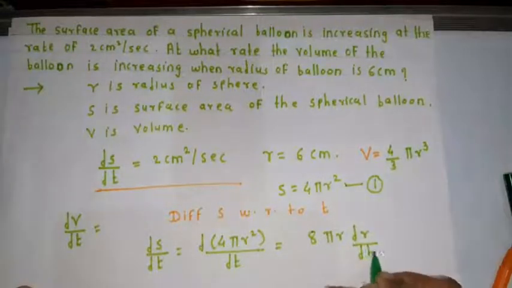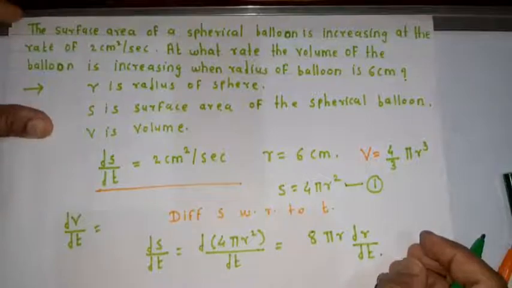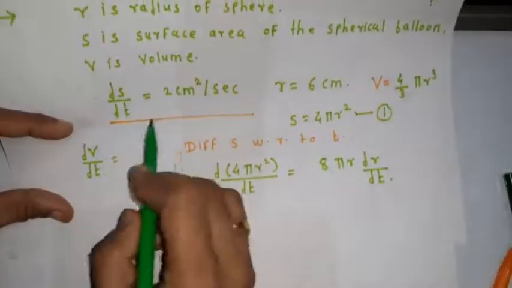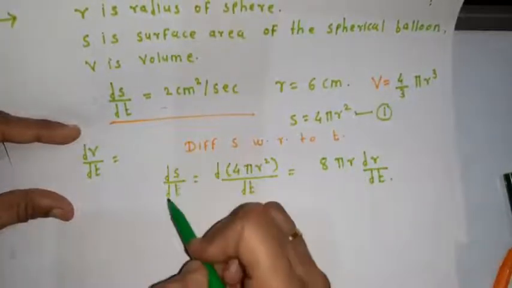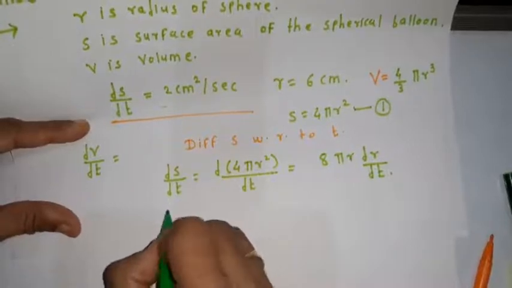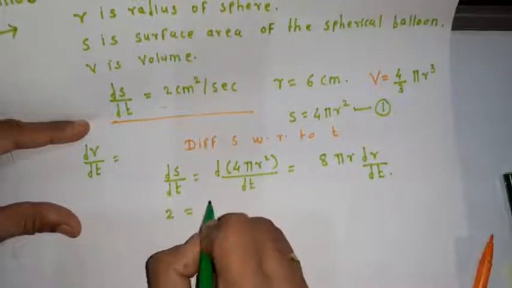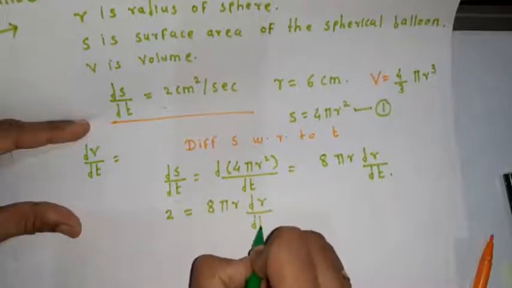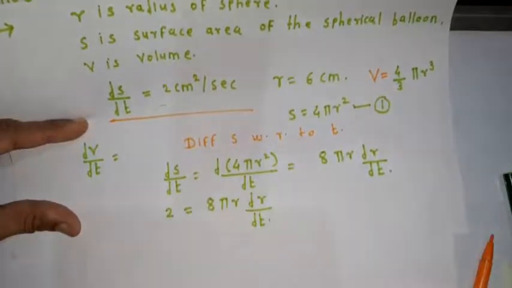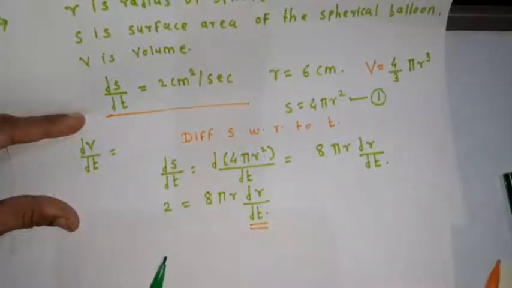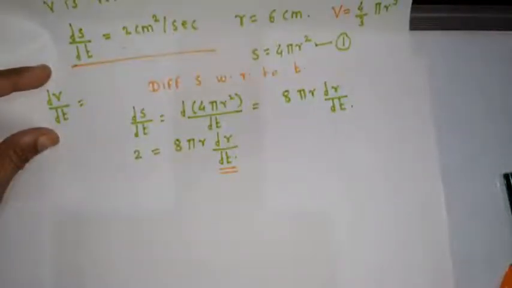Okay students, so here put the value. They have given ds by dt. So in this expression put the value of ds by dt. What is ds by dt? That is equal to 2. So 2 equals 8 pi r dr by dt. And therefore from this we can find out dr by dt.